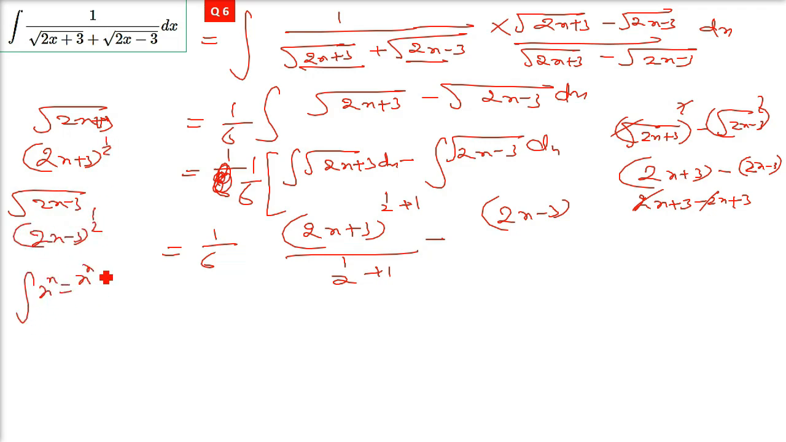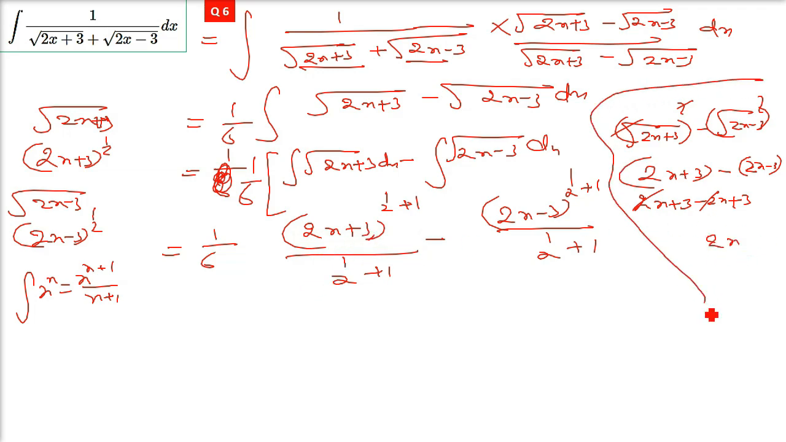Integration of x raised to n is x raised to n plus 1 by n plus 1. And please remember, we are not dealing with x. We are dealing with 2x plus 3 and 2x minus 3. They are not simply x. So you need to differentiate these two after integration and put that into the denominator.